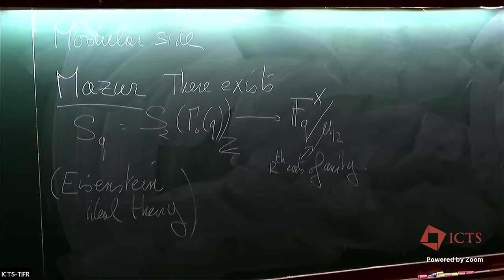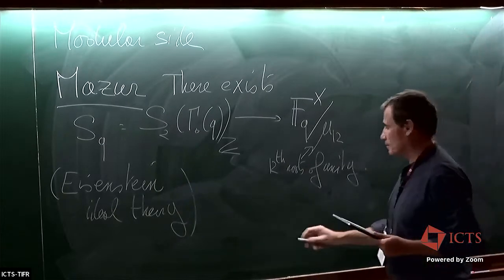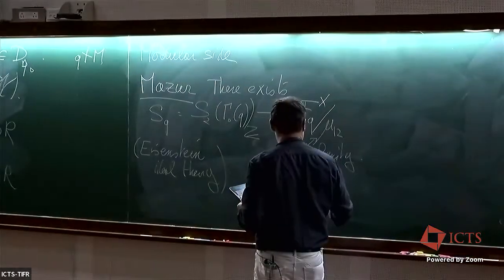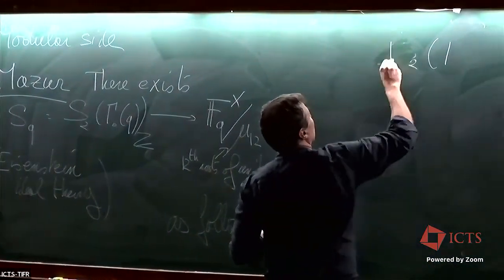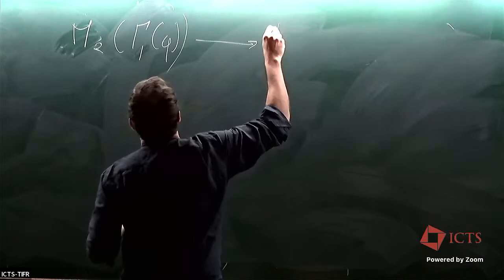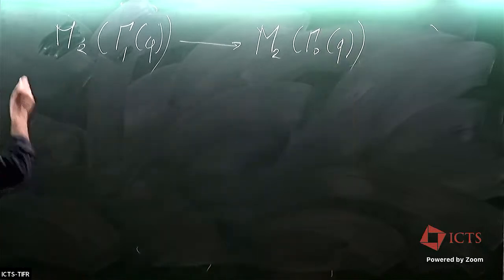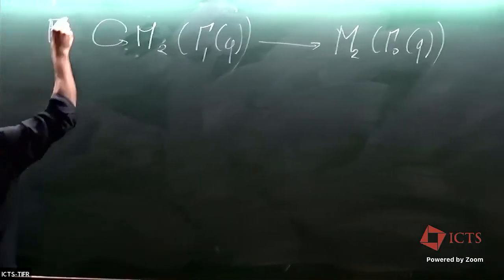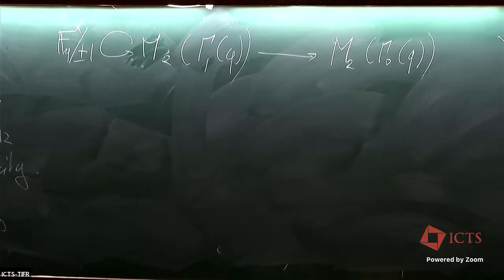But I can tell you how you can obtain this map. Consider the space of weight 2 modular forms, M_2, a space of holomorphic modular forms, not necessarily cuspidal. You consider the space for gamma 1 of M, and then you have the space for gamma naught of q. You have an action here of F_q^* modulo plus or minus one by the diamond operators. And this map is actually surjective.